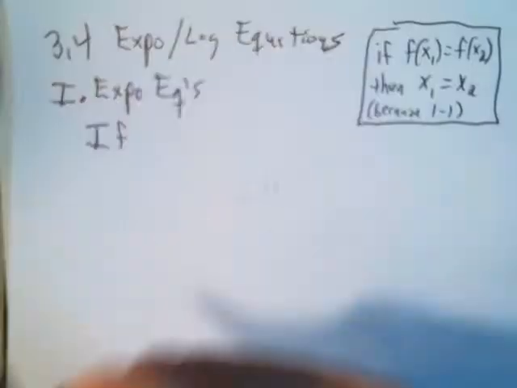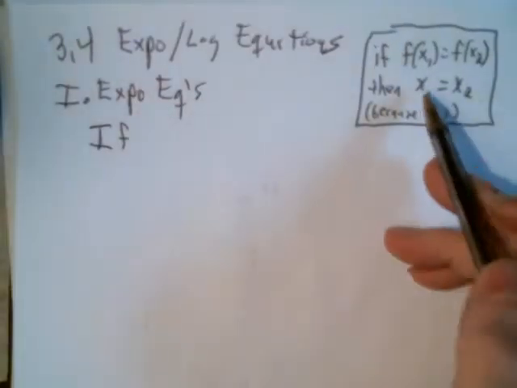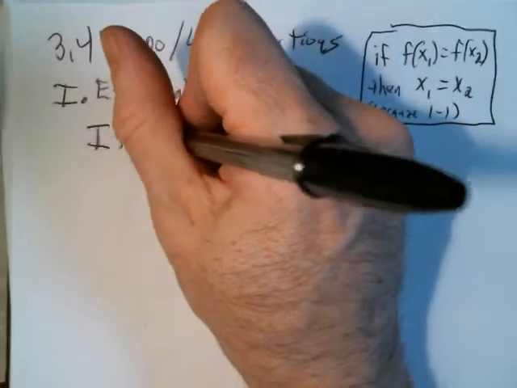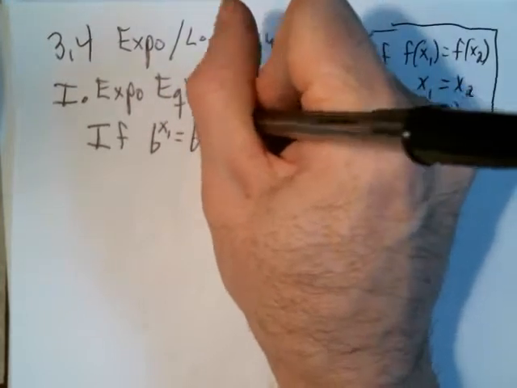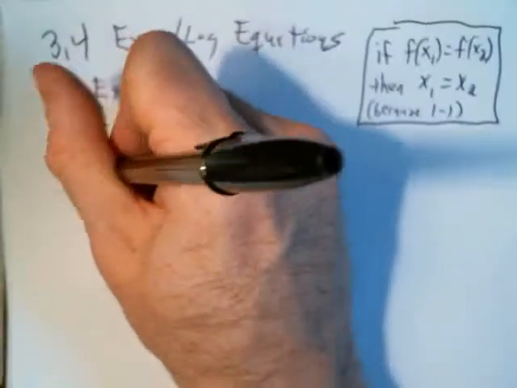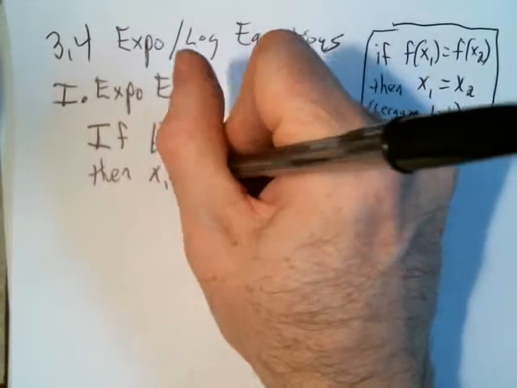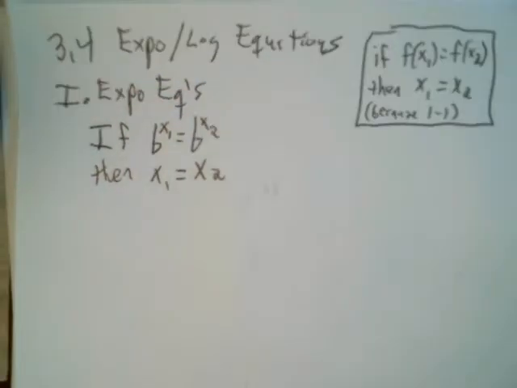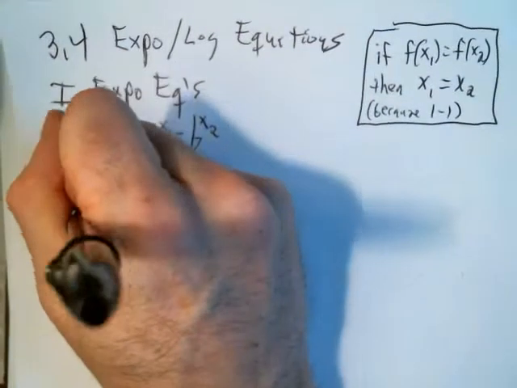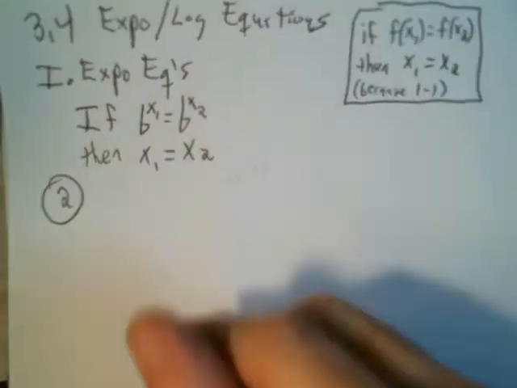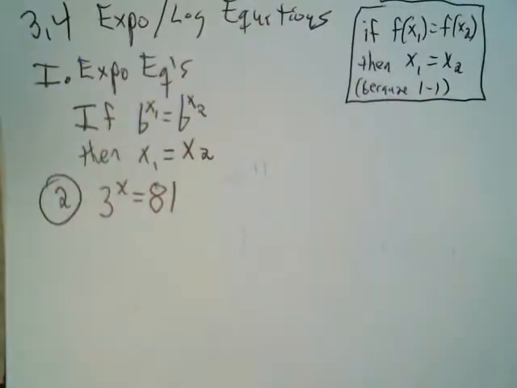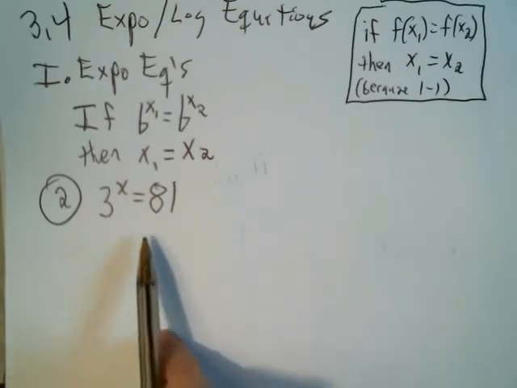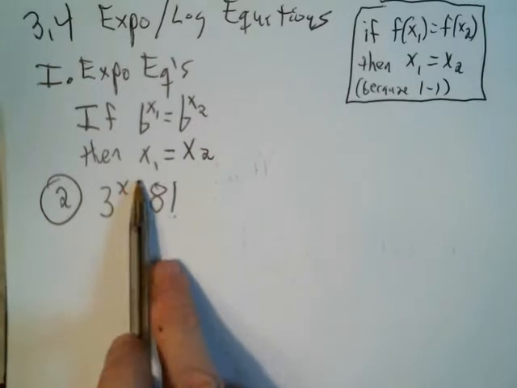In terms of our exponential equations, this definition will look like the following. If you have b to the x1 equaling b to the x2, then x1 has to equal x2. Okay, so let's look at number 2. And these help you evaluate logs. If you had trouble with logs after you go through these homework exercises, it should be a lot easier, because this is really just asking the log base 3 of 81 is equal to what?